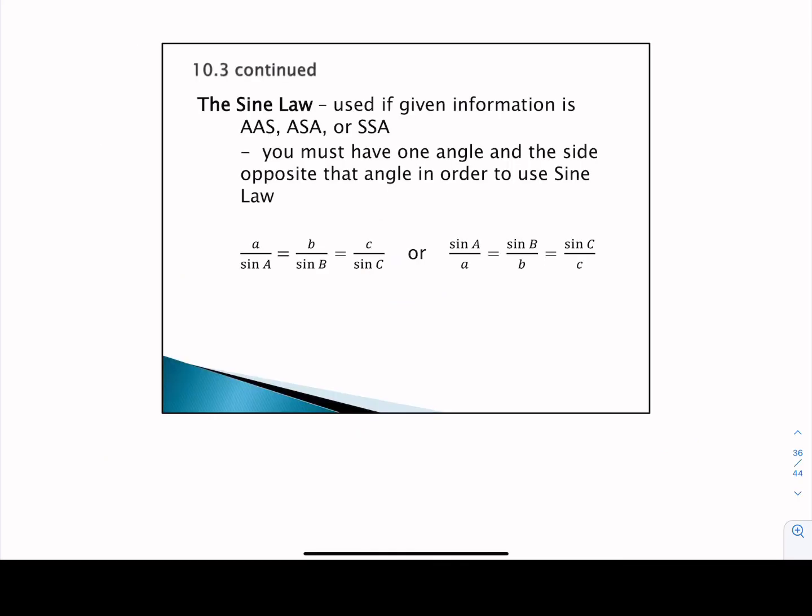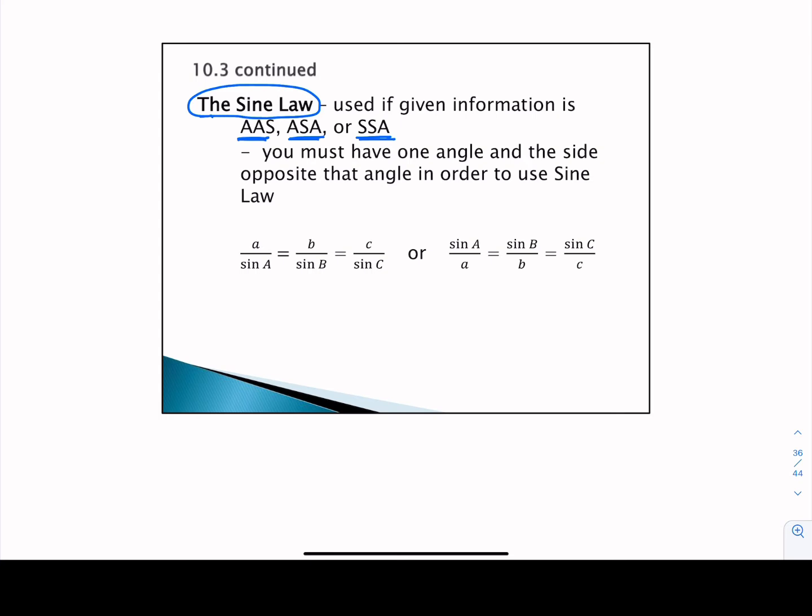So the sine law can be used if your given information is AAS, ASA, or SSA. So what you see is you'd have two angles and a side that's not between those angles. You might have two angles and the side between those two angles, or you might be given two sides and an angle sort of opposite.